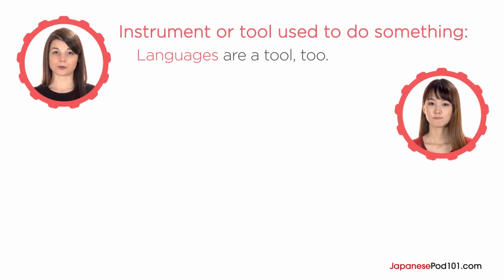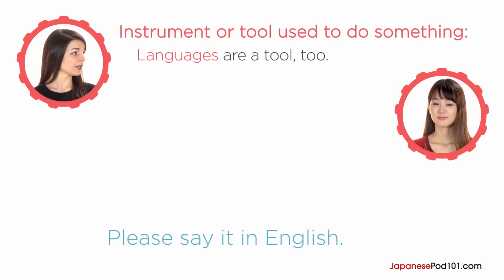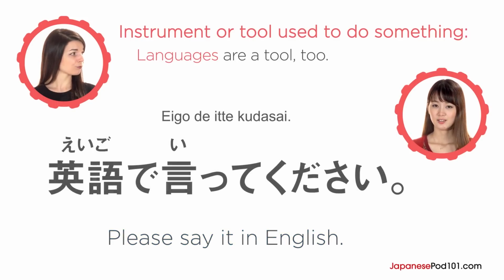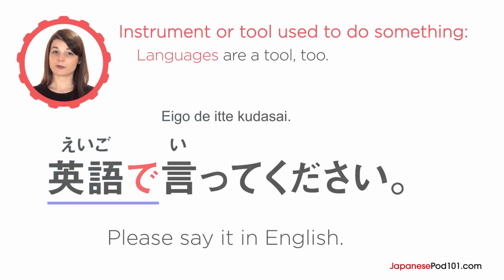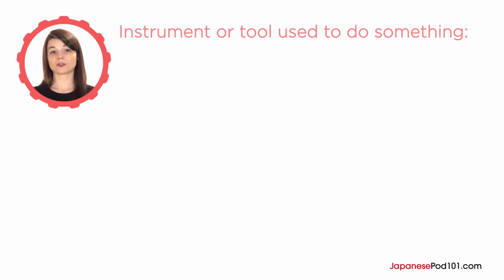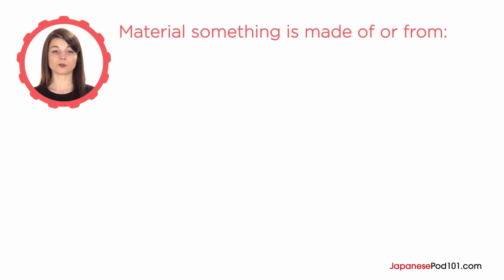Also, languages are a tool, a communication tool, so we can easily guess that we need to use the same particle when saying in English or in Japanese. Risa, how do you say, please say it in English? 英語で言ってください. In English is 英語で.